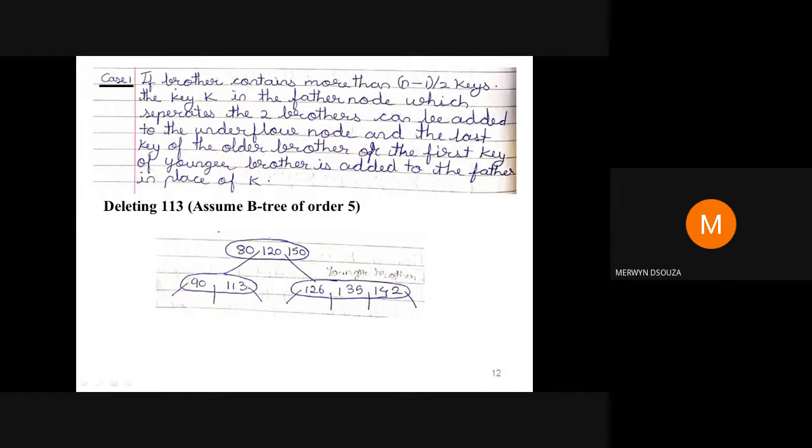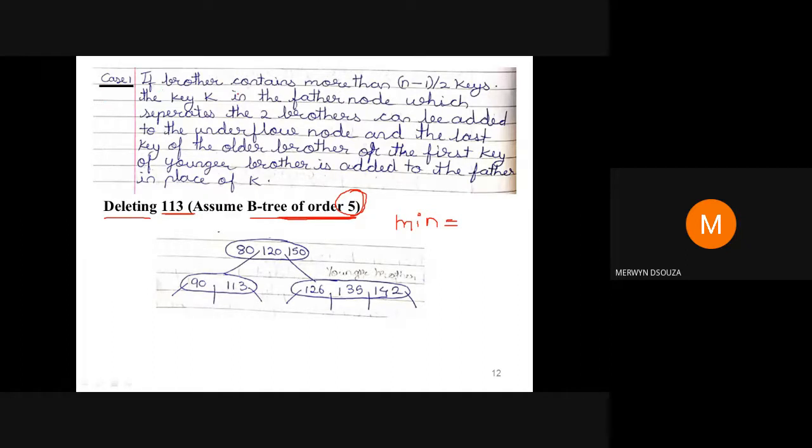So just read here, case 1. Now we want to delete 113. We are assuming that the B tree is of order 5. Whenever you are doing deletion, the first step you need to do is calculate the minimum number of keys that you can have. You use the order that is given to you, and you use that formula to calculate the minimum number of keys that each node should have. Based on that, you will determine whether underflow occurs. If underflow occurs, then you will apply one of these 4 cases.